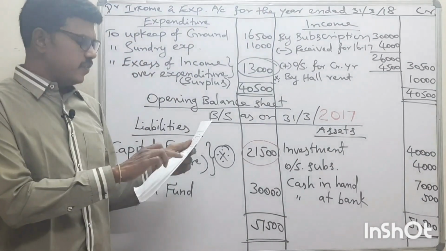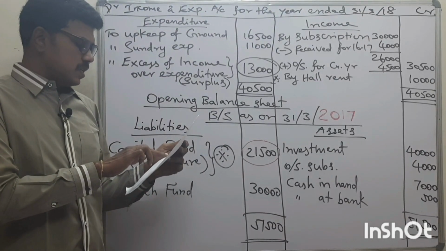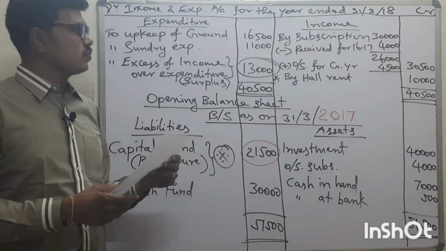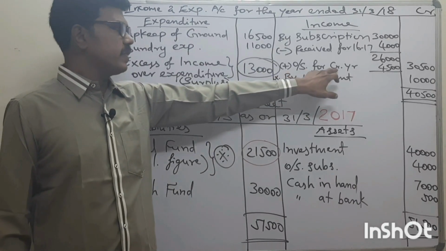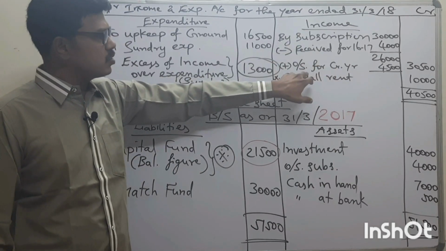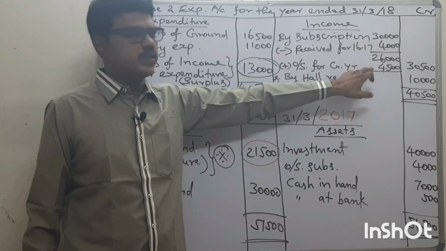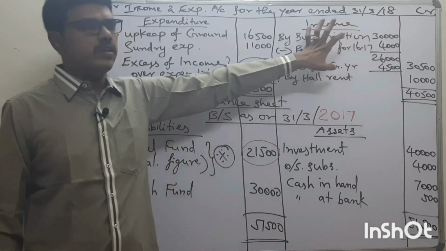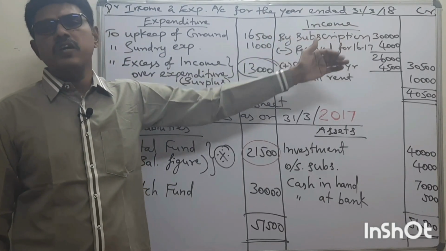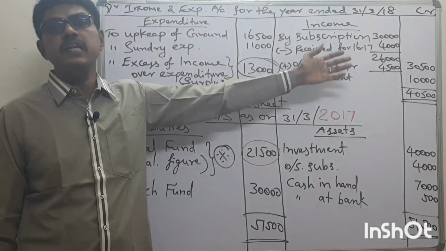In the additional information, they have given subscription in arrears on 31st March 2018 were rupees 4,500. At the end of the year, the club has outstanding subscription which is for the current year. This must be added. Whenever we are preparing an income and expenditure account, we should not see whether we have received the amount or not. We should see whether the amount is for the current year or not.